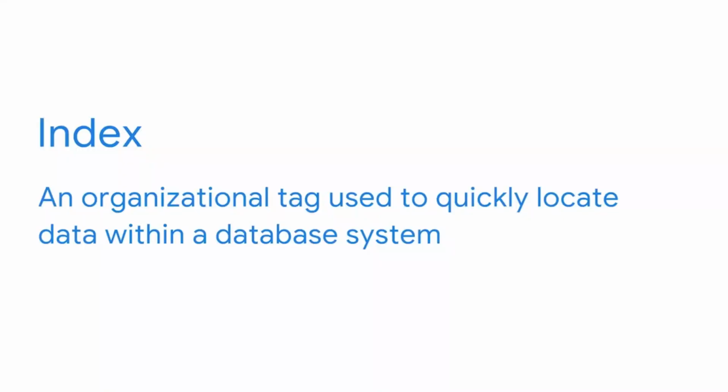This is another iterative process. After checking the query plan, you might rewrite the query or create new tables and then check the query plan again. Okay, now let's consider indexing. An index is an organizational tag used to quickly locate data within a database system. If the tables within a database haven't been fully indexed, it can take the database longer to locate resources.